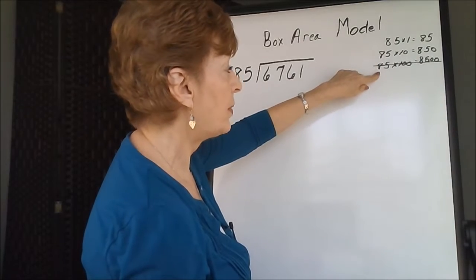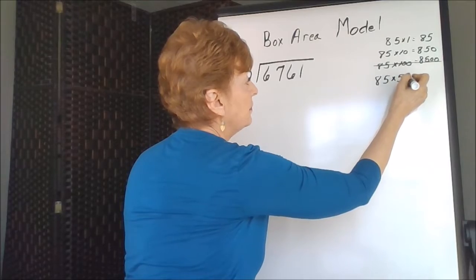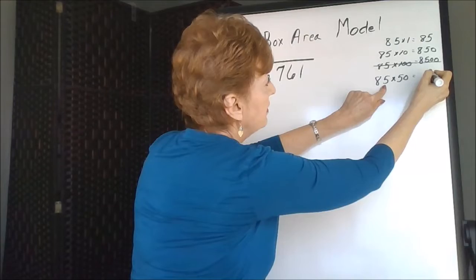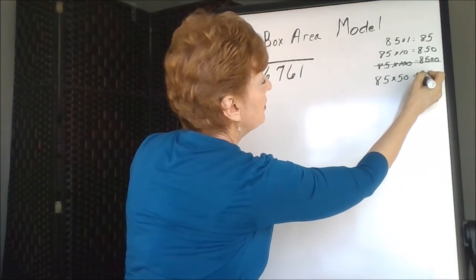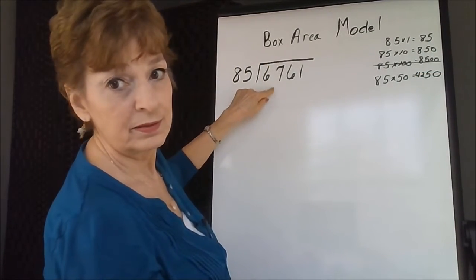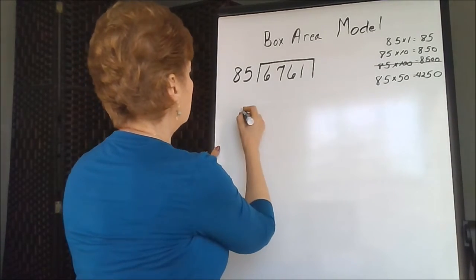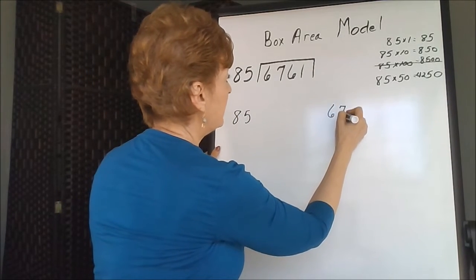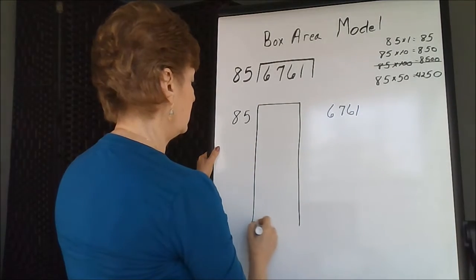So perhaps we can do an 85 times 50. 5 times 5 is 25. Carry 2. 40, 42. That is going to help right here. So let's take our 85 number off to the side, and this is where we'll keep track of our partial products.